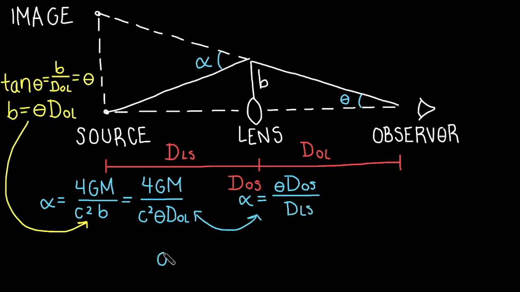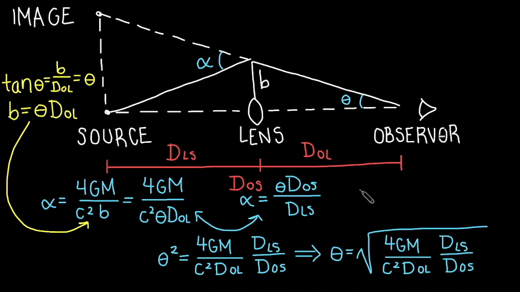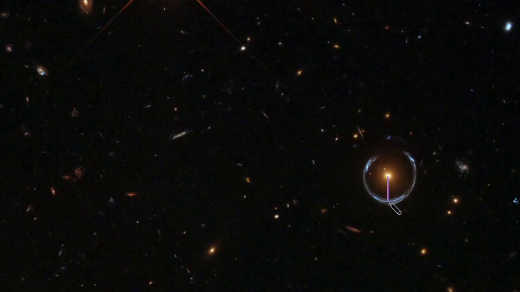Combining these equations, we get that theta squared equals 4GM over c squared times the distance between the lens and the source over the other two distances. Finally, we can take the square root of both sides. If the source is a point, like a quasar, a perfect circle of light will form, which we call an Einstein Ring. The radius of this circle is called the Einstein radius. In this example, photographed by the Wide Field Camera 3 of the Hubble Space Telescope, a distant blue galaxy bends around a luminous red galaxy in the foreground.